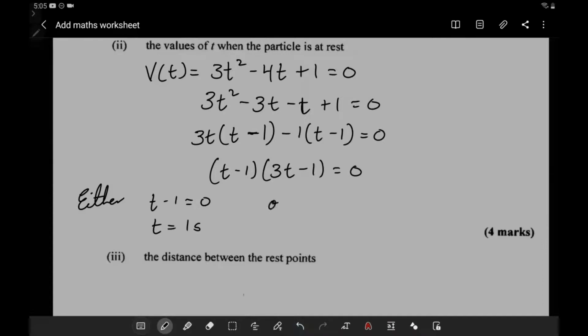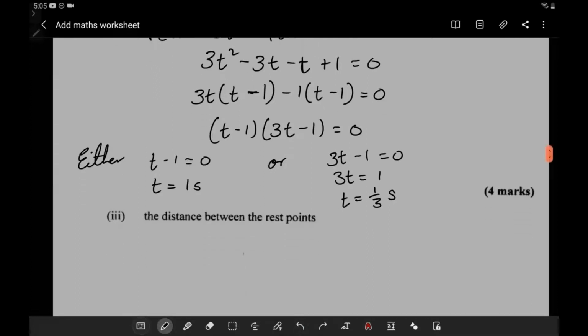And the other value, 3t minus 1 equals 0. So 3t is equal to 1. So that means t is equal to a third seconds. So at t equal 1 and t equal a third, we get our particles at rest. This is why we equate it to 0, so that the particle is at rest, it is not moving.